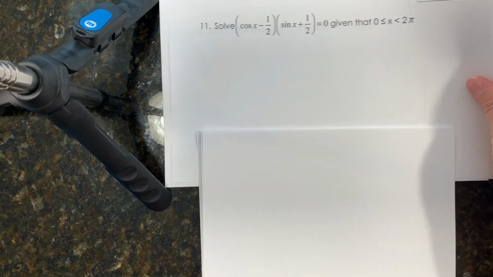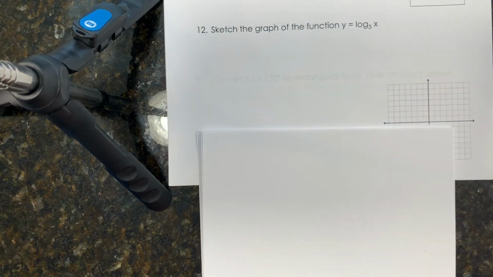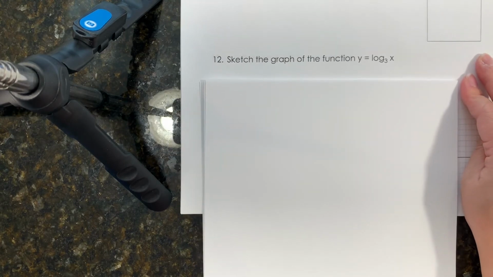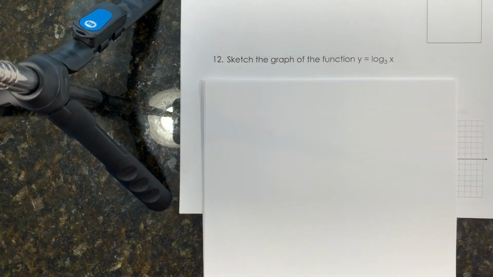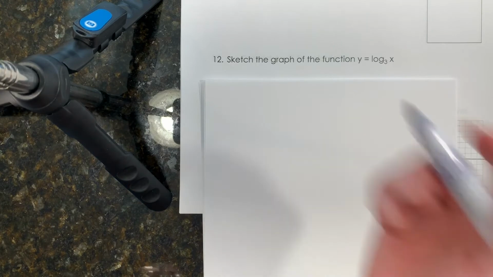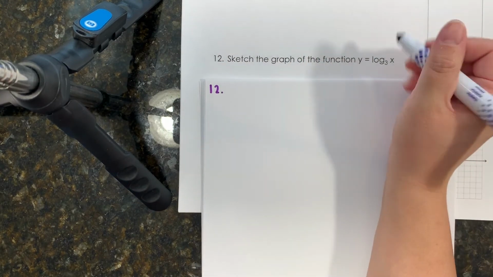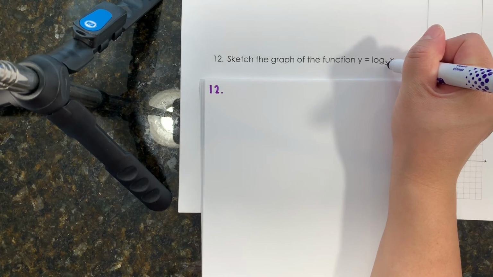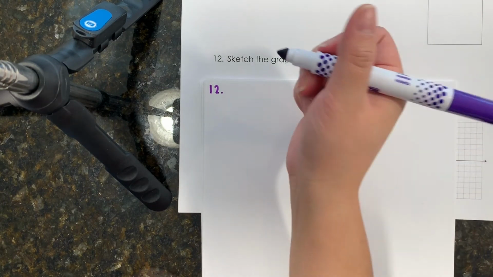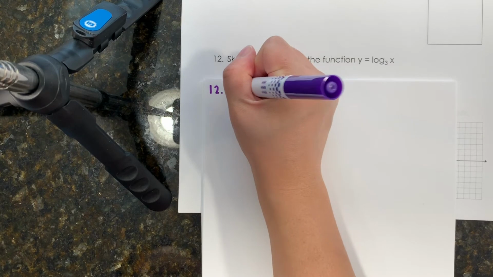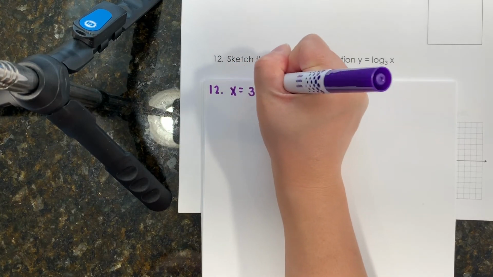Now, what I would like you to do is pause and then try number 12, and then I will do it with you. So for number 12, the first thing that I'm going to do is convert this from logarithmic form to exponential form. Now, remember that your base would be 3, your exponent is y, and then your number is x. So that would be x equals 3 to the y.